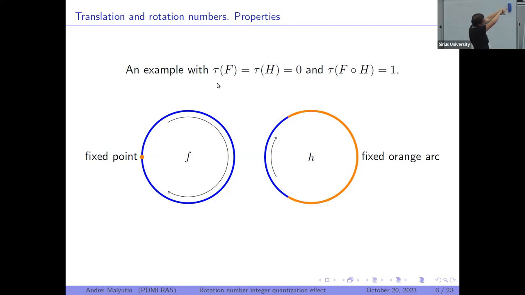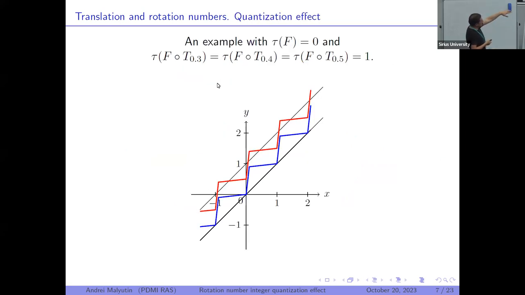So one shifts points along this circle very strongly; the orange point is fixed. The second, also with an orange arc fixed, moves points along this blue arc with this arrow. The translation number of the first is zero, the translation number of the second is zero, and the translation number of the composition is almost one. And this is how to see it on the level of graphs of these functions, the same as previous, but lifted to the real line.